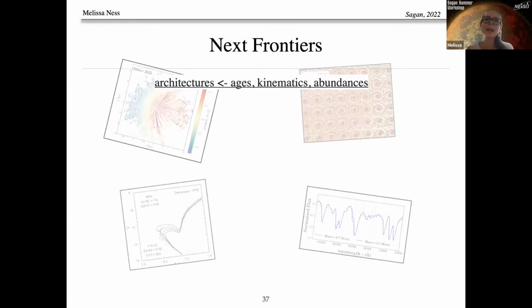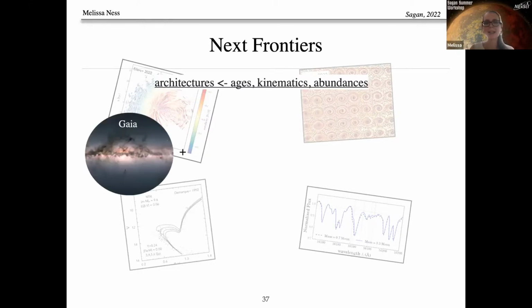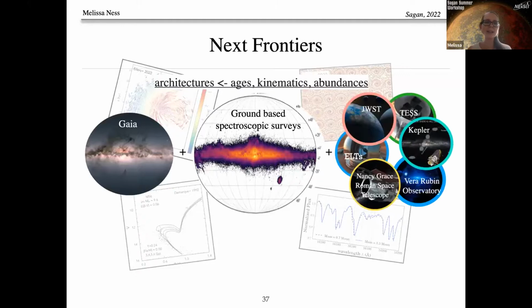We're really at the point of next frontiers where we have these ages, kinematics, and abundances mapping, and that's getting us to architectures. There's galactic scale architectures and planetary systems architectures. And I think we owe a big debt of gratitude to Gaia and these ground-based spectroscopic surveys providing us with this public data. It's a very exciting time with all of this ensemble of data and surveys pushing fields together. So I think this provides us with a lot of opportunities.